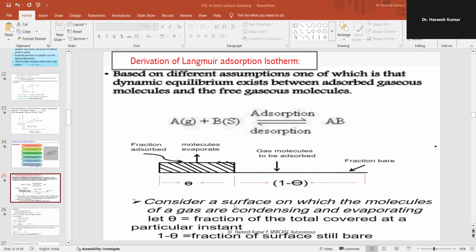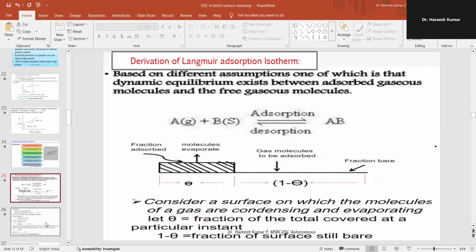Let us consider a surface. This is the surface on which molecules of the gas are condensing and evaporating. Condensing is called adsorption. Evaporation is called desorption. So theta will be the fraction of the total surface covered at a particular instant. That means theta is the adsorbed, condensed fraction. 1 minus theta will be the fraction of the surface still bare.